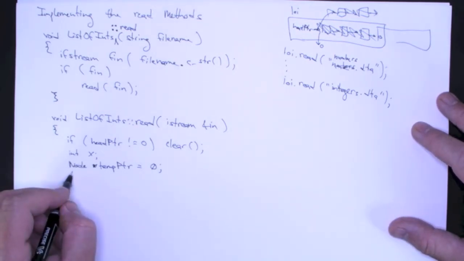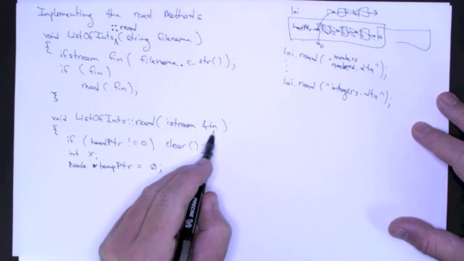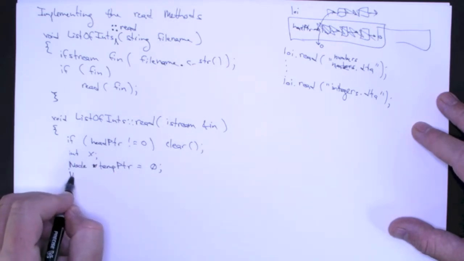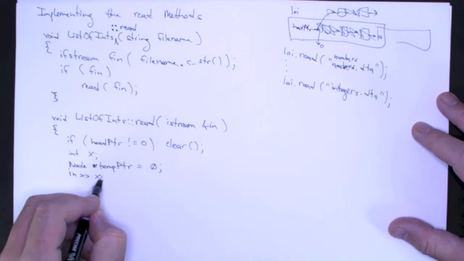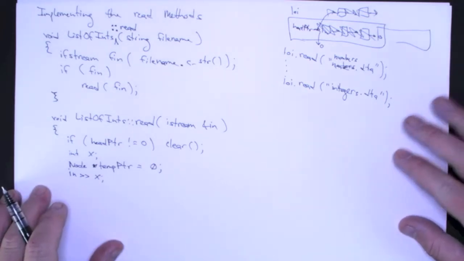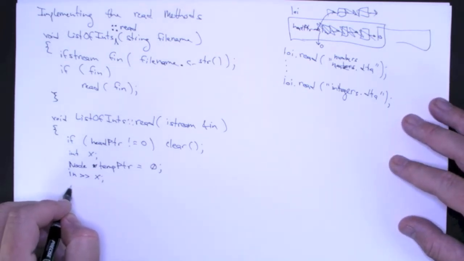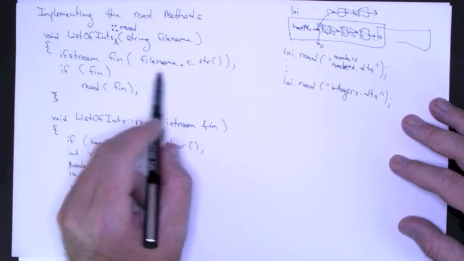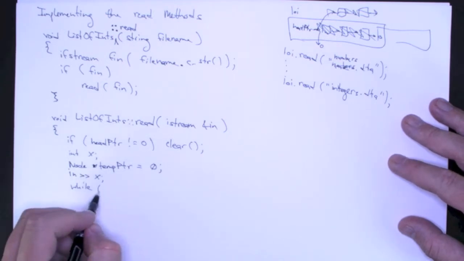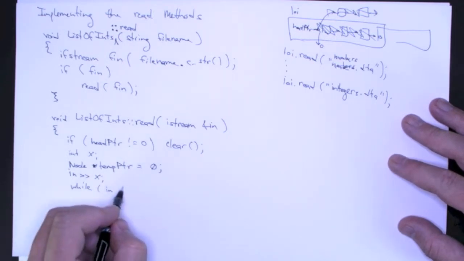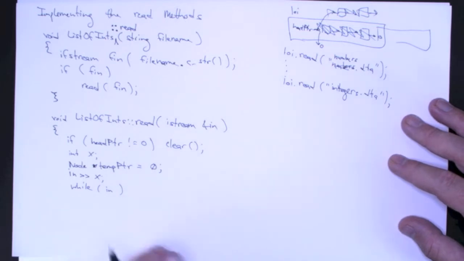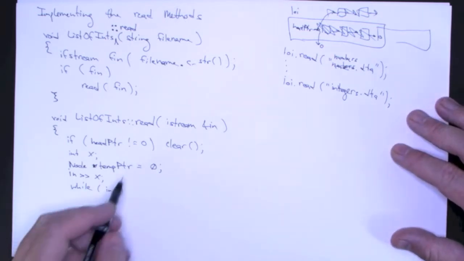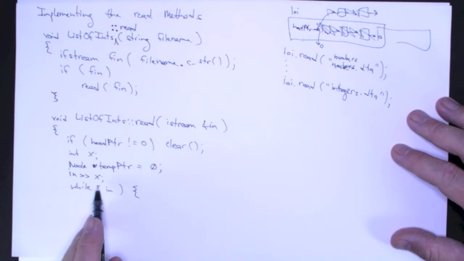And the next thing I'm going to do is I'm going to read an integer from my input stream. Now, it could very well be that the file is empty, so it opened, but it's empty. And if that's true, then we won't enter this while loop here. But let's assume that I have read an integer, and now that's going to be the first node in my chain.